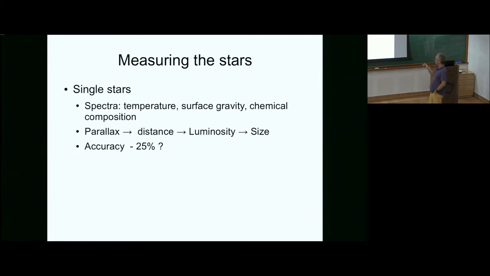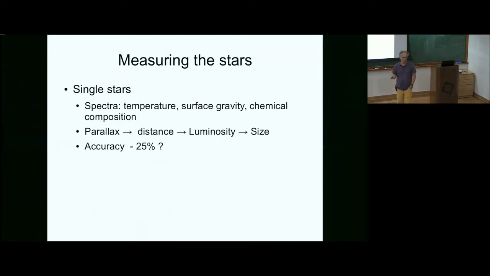You can get chemical composition, but in order to get the radius, what you really need to do is get the luminosity. So apart from spectrum, you can measure the flux, but flux by itself will not give you much information unless you have an estimate of the distance. So how to measure distances to stars?